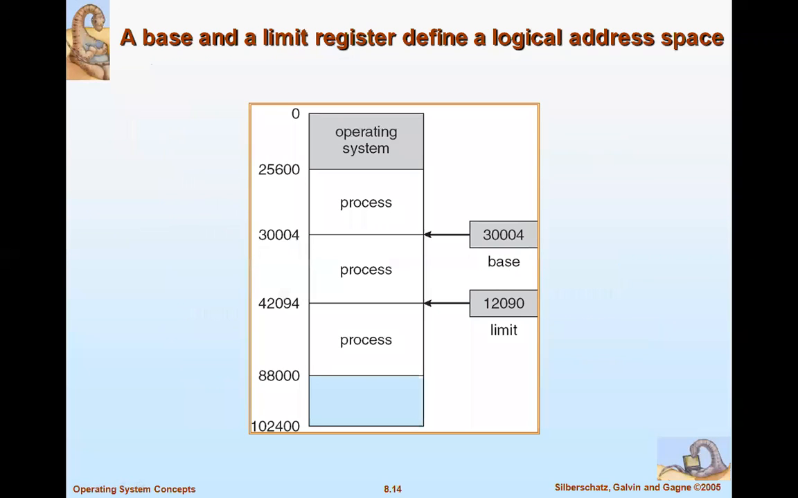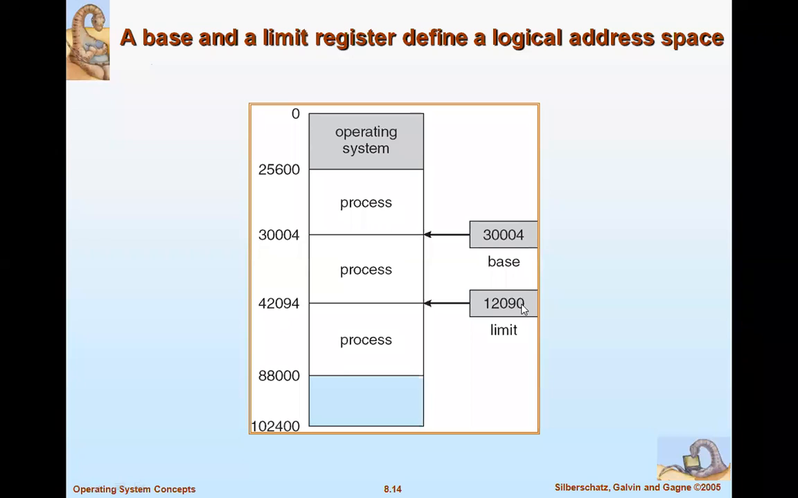And you can observe here, the base and limit registers define a logical address space. That means at the top we keep some space for the operating system. Next are your processes. This is the starting address, sorry, this is the starting address and this is the ending. This 30,004 will be the base, and the limit is what? What's the length of this process? 12,090. If you add 12,090 to 30,004, you get 42,094.